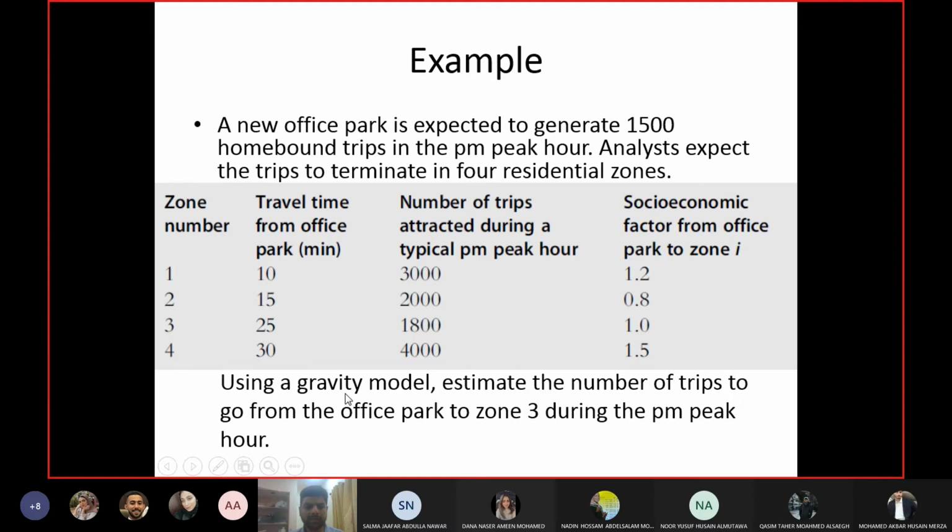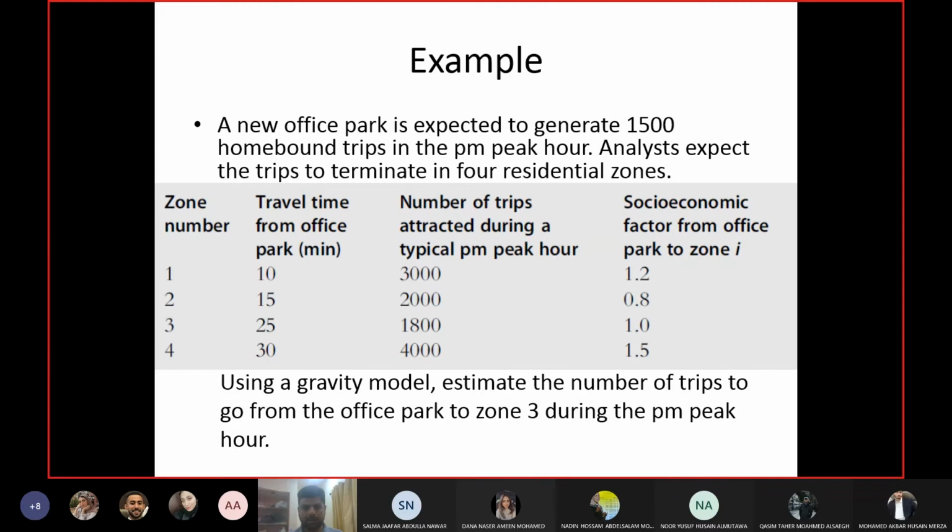They are saying use the gravity model, estimate the number of trips to go from the office park to zone 3. So they have made our lives easier, and we are only interested in zone 3. I don't have to do it for all the zones. I just need to do it for zone 3, for the PM peak hour, because all values are given for PM peak hours: 1500, 3000, all values are PM peak hours.